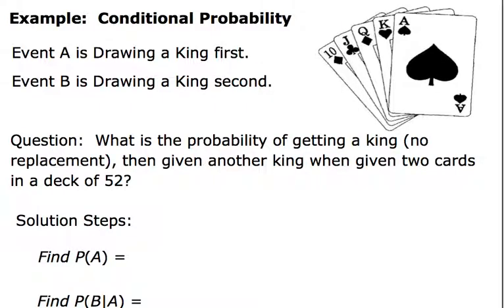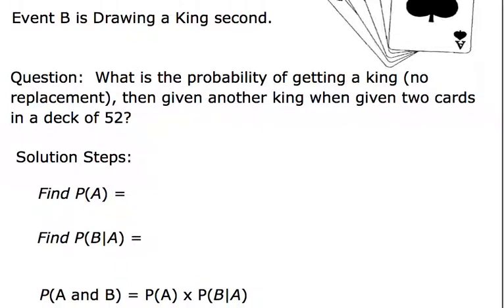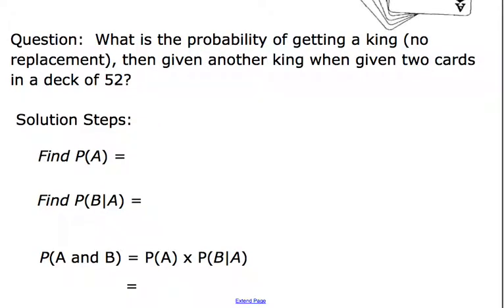So let's say we have a deck of cards. Event A is drawing a king first. Event B is drawing a king again. And there's going to be no replacement. So that means when we have a deck of cards, we pull a card out, we don't put it back in the deck. All right, so here are the steps. We first want to figure out the probability of A. The probability of A is drawing a king. So think of how many kings are in the deck of 52. There are 4 kings out of 52.